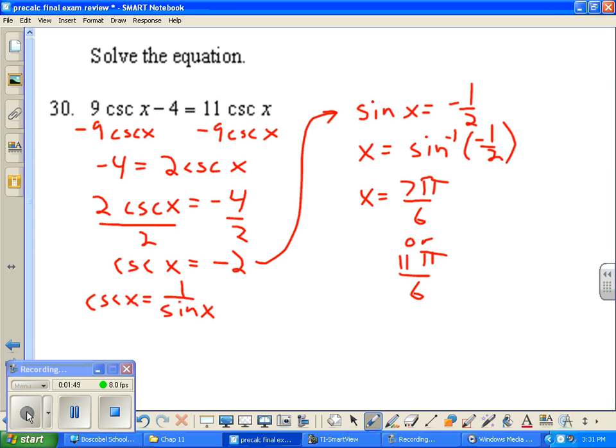Now, the domain of our x, the domain of our function is not restricted at all, which means we could keep going around and around the circle, which means we could add 2 pi and keep adding 2 pi to each one of these and come up with different answers. So to take care of that, to get the general solution to this trig equation, it's going to be 7 pi over 6 plus 2 pi n or 11 pi over 6 plus 2 pi n.